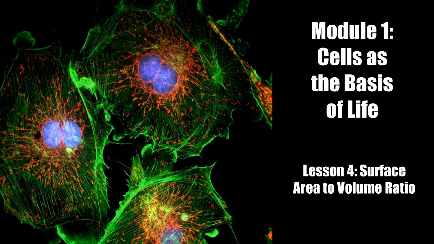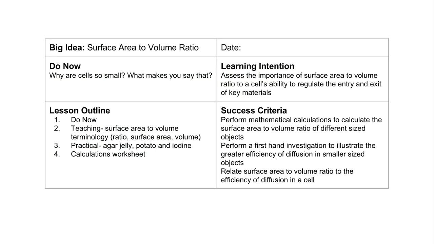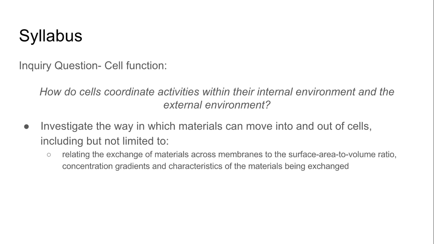Welcome to lesson 4 of module 1, cells as the basis of life. In this video, we're going to be looking at what we refer to as the surface area to volume ratio and how that is important in helping a cell be able to regulate the entry and exit of key materials.